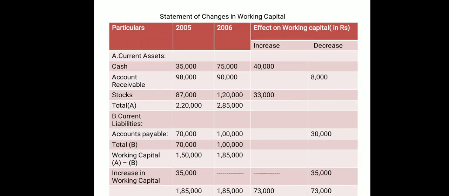Okay, current assets over here. And for your clarification, current assets I have taken as A and that's why I have written here also total of A, and current liabilities I am going to take as B. As per the question, equity capital is nowhere a current liability, it is a part of capital, and general reserve is also not at all a current liability. Okay, so we have only one current liability here, that is accounts payable. Accounts payable in 2005 is 70,000 and in 2006 it is 1 lakh.